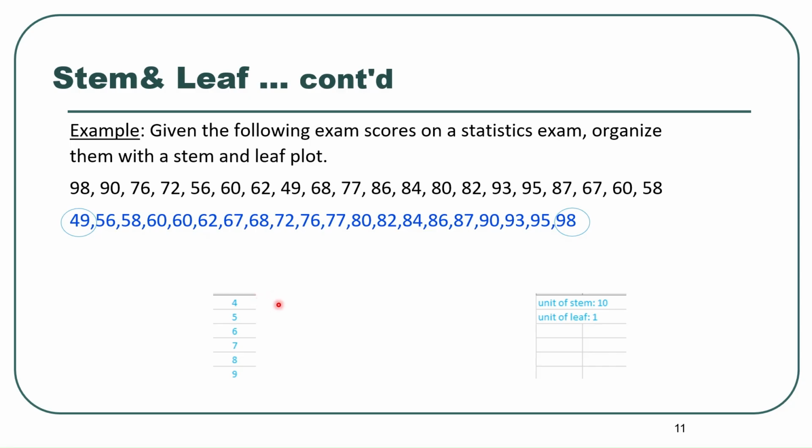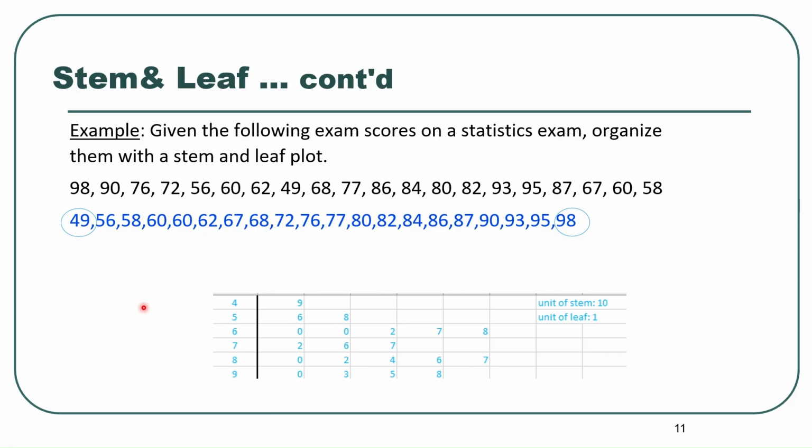Now I'm going to put my leaves. 49, so the first leaf is of value 9, then I head to the second stem, which is 6, and then 8, and so on. So this is my completed stem and leaf. Again, I have here something that we will later call a bimodal distribution, because I have 2 peaks. I could talk about that, but later we will see it in detail.